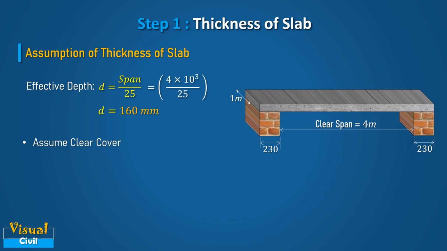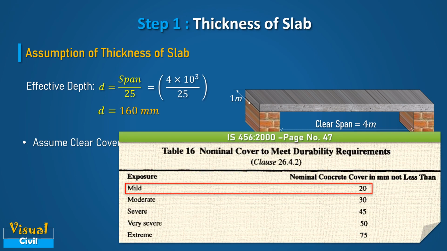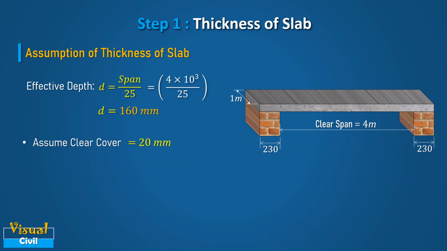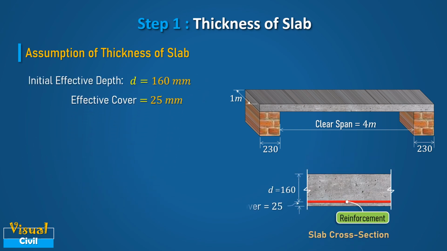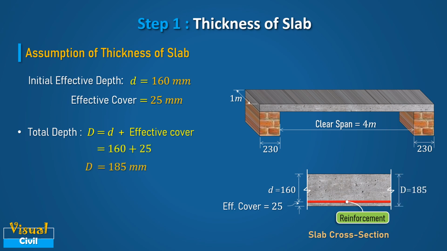Hence, assume a nominal clear cover by referring to table 16 of IS 456 as 20 mm and bar diameter as 10 mm. Calculate the effective cover by adding the clear cover and half the bar diameter. Thus, we get the effective cover as 25 mm. Now, compute the total depth or thickness of the slab by adding the effective cover to the effective depth, which comes to 185 mm. Assume the width of the slab strip equal to 1000 mm.